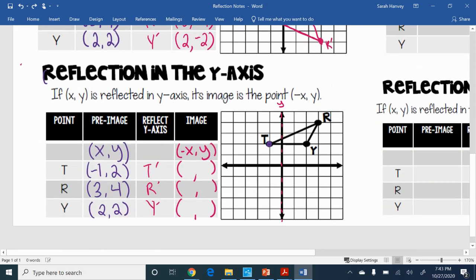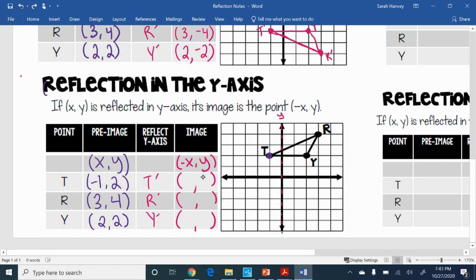Okay, so it's going to be 2, 4, and 2. And now we're going to do the opposite. That's what it says, opposite of your x. So what is the opposite of a negative 1? Positive 1. What is the opposite of a positive 3? Negative 3. Opposite of 2? Negative 2. And then we're going to go ahead and plot these points. We're going to do right 1, up 2. That's going to be your T prime. We're going to go left 3, up 4. 1, 2, 3, 4.